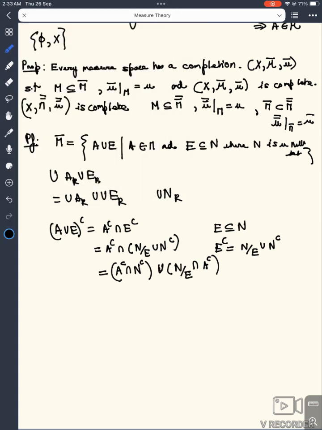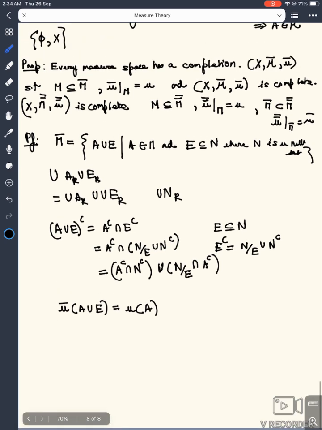So now that we have proved that this is a sigma algebra, we need to define mu bar on it. If mu bar needs to be defined, it needs to extend mu. So mu bar of A union E is less than or equal to mu bar of A plus mu bar of E, and mu bar of E must be less than mu bar of N, and mu bar of N must extend mu, so it must be 0. So there is only one choice to define it: this is mu of A. Well, there is no other way to define it, but we need to show that this definition is well defined.